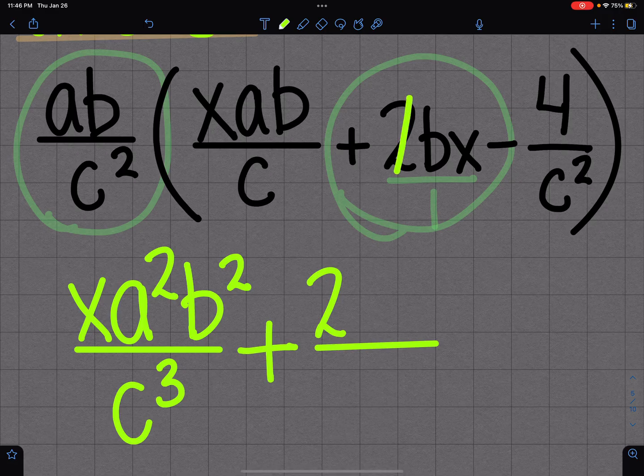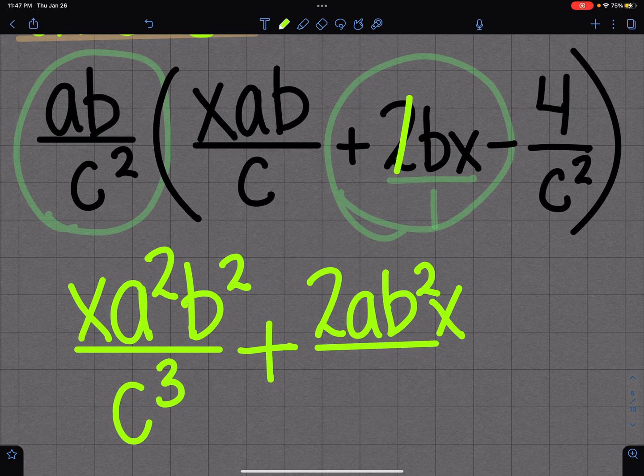So I took care of that one. Now, how many A's do we have? We have 1 A, and that's this one over here, okay? How many B's do we have? We have 1 B here, 1 B here. So that means we have B squared. How many X's do we have? We have just 1 X, so that goes here.